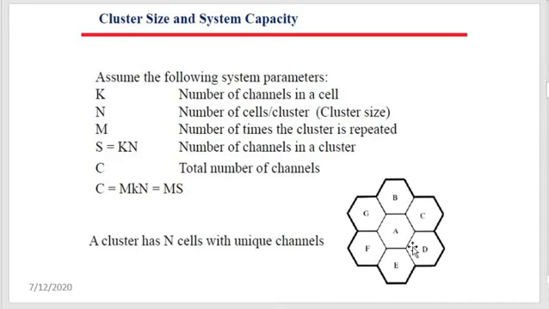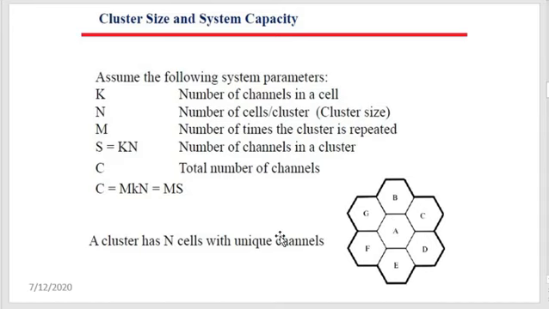Now, how many cells are there? 1, 2, 3, 4, 5, 6, 7. So n is 7. Okay. In some places you will find n equal to 12 also. All right.